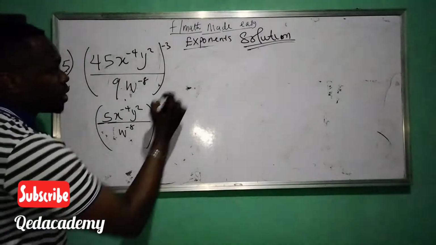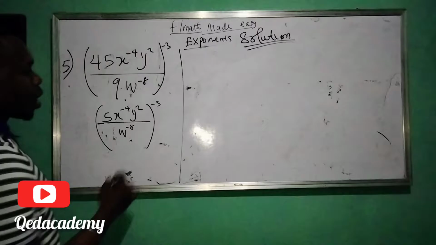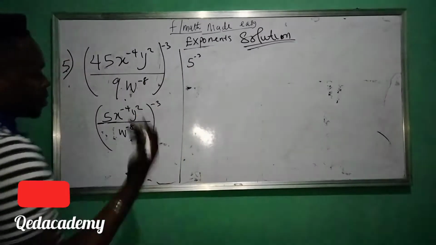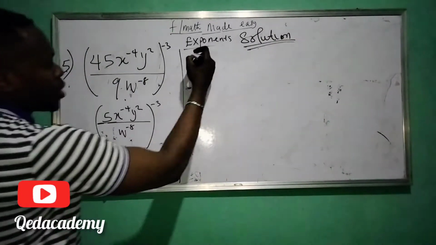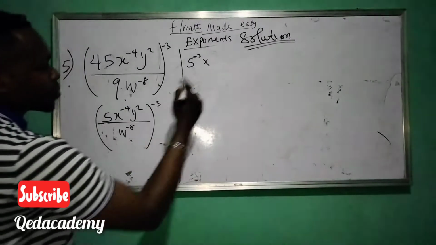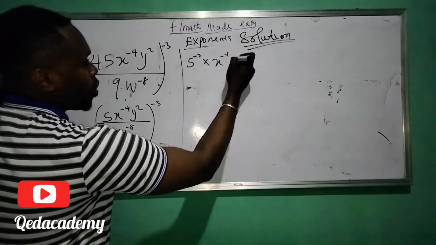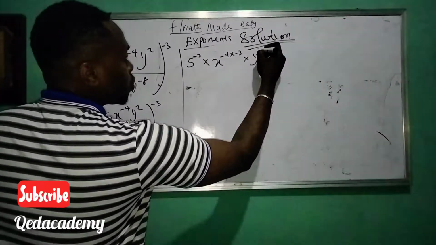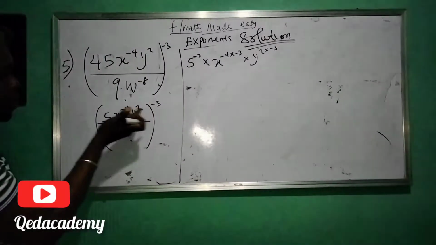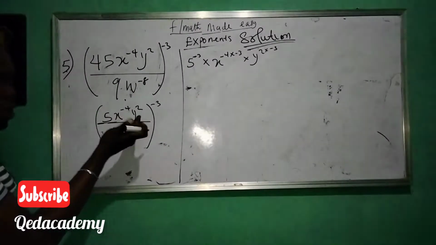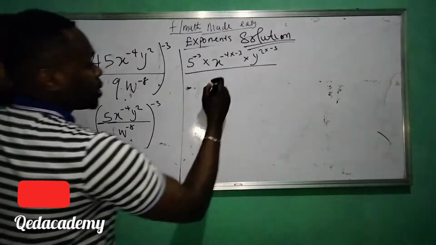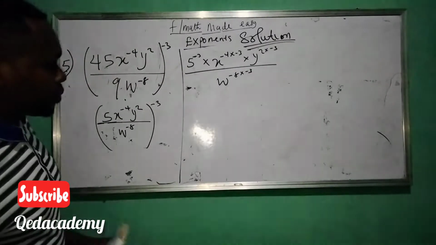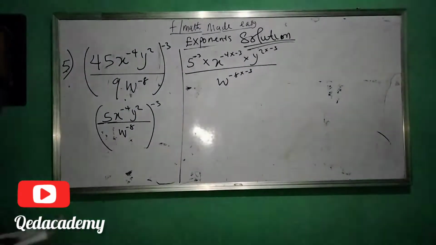So we are going to go to the next solution. We are going to now say 5 raised to power minus 3, right? Yes, we are going to say 5 to the index minus 3, times x^(-4 times -3), times y^(2 times -3). So we are multiplying the index by the index of our value here. Same thing applies here, all over w^(-8 times -3), right? So that is what we have. That is the next step, right? Are you all following me?